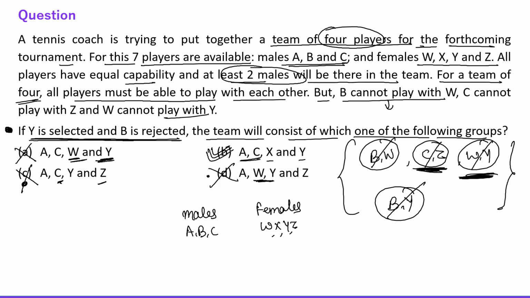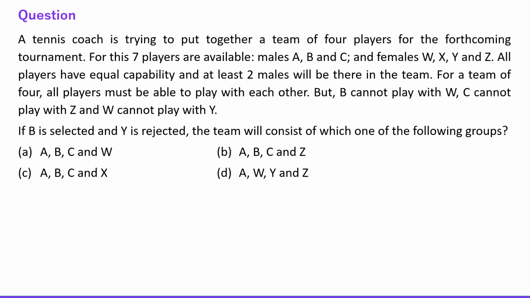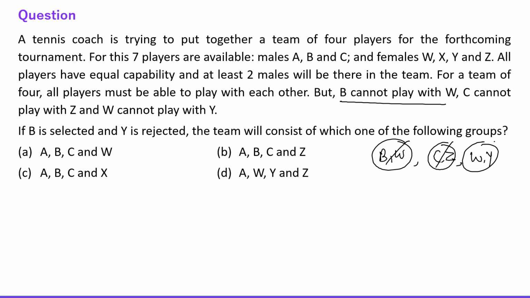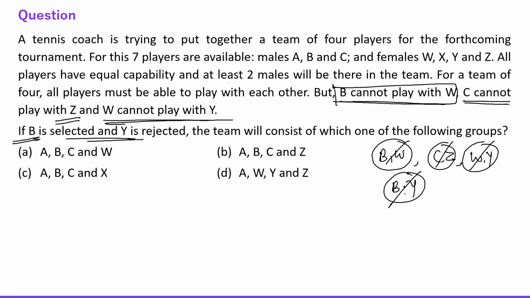Now let's move to the other question. Again, let us write the conditions of the question. BW can't be together. C and Z can't be together. W and Y can't be together. The question is now, if B is selected and Y is rejected, again B and Y can't be together.